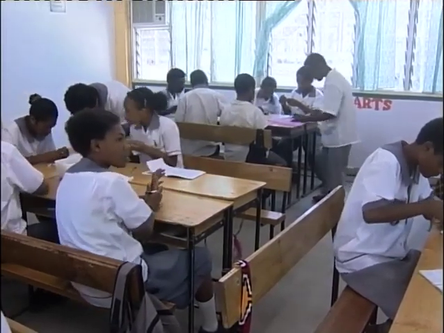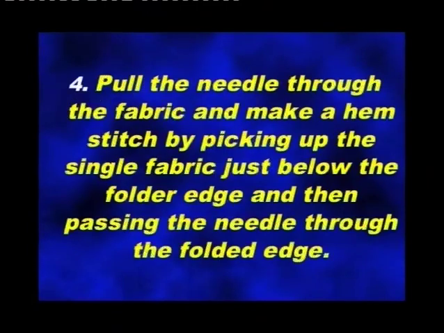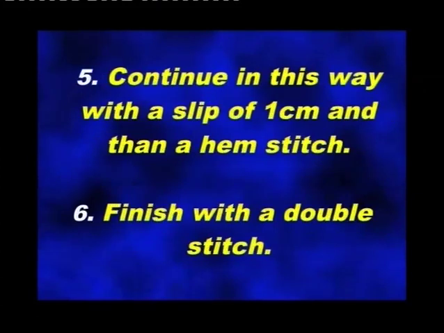Now you're already doing steps 3, 4, and 5 all together. You're already doing 3, that is to slip the needle and thread through the folded edge. So you are all doing all the steps together at once. And to finish, you are finishing with a double stitch.